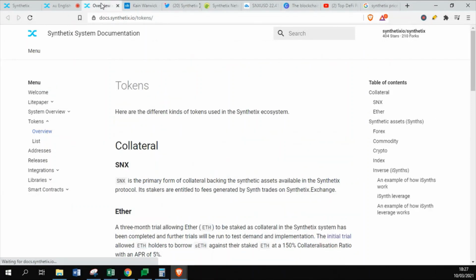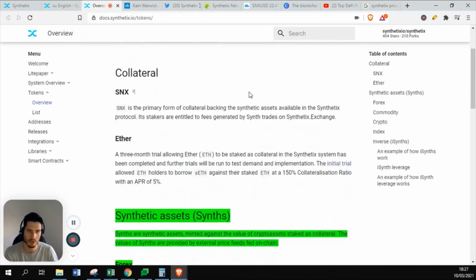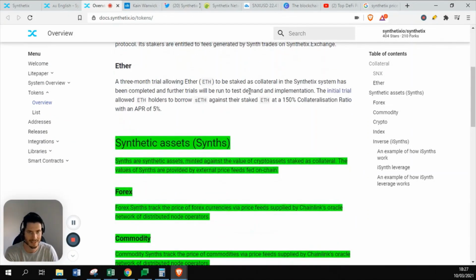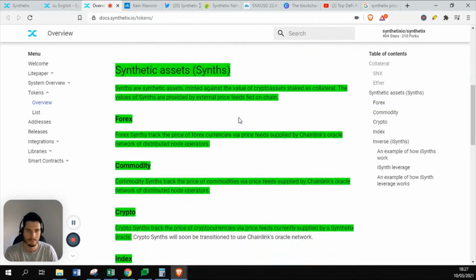Then that was that. Then we go to the overview. What I wanted to discuss here is a deeper view of what I told you about the synthetic assets. So the synthetic assets are real world assets that are on the synthetic exchange, as I said, with the S in front of it. So that can be Forex, so foreign exchange. So these are currency pairs.